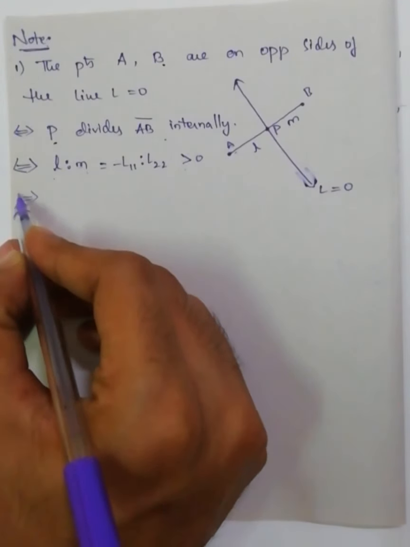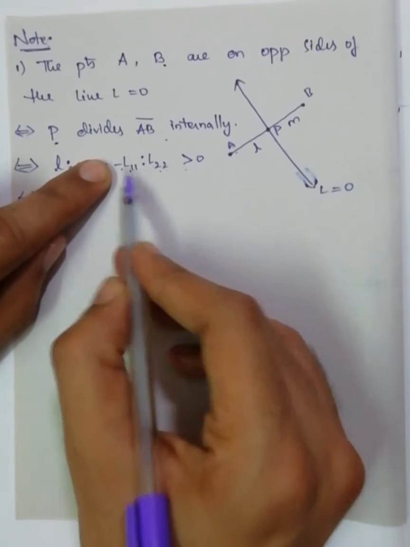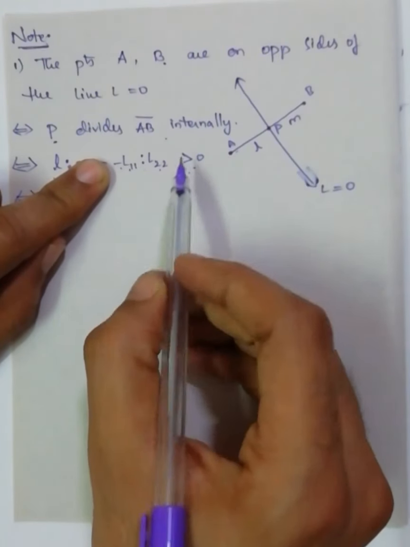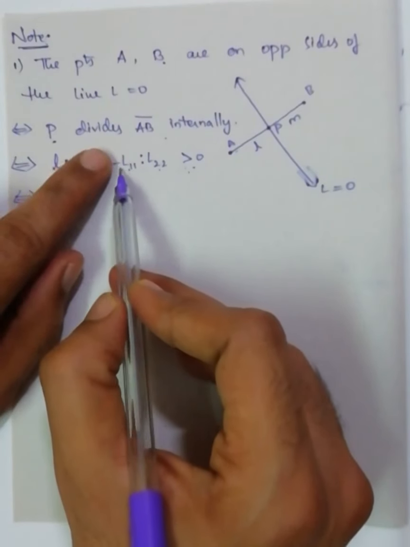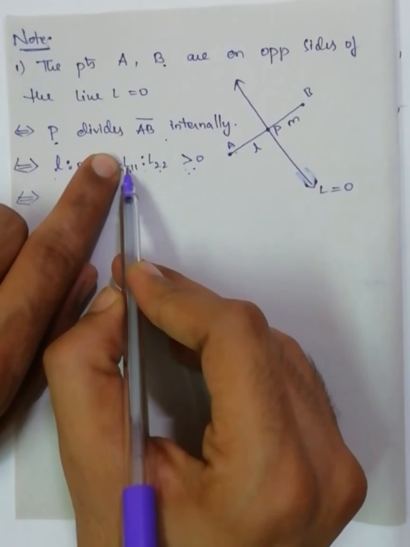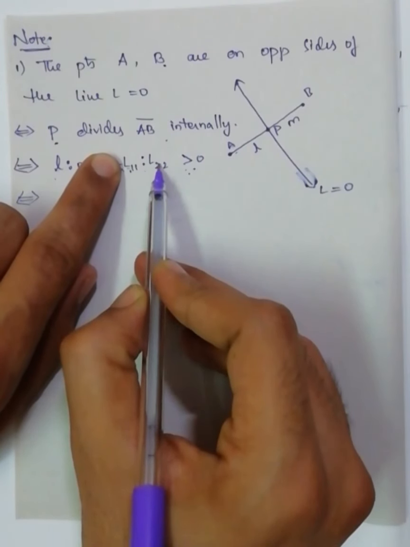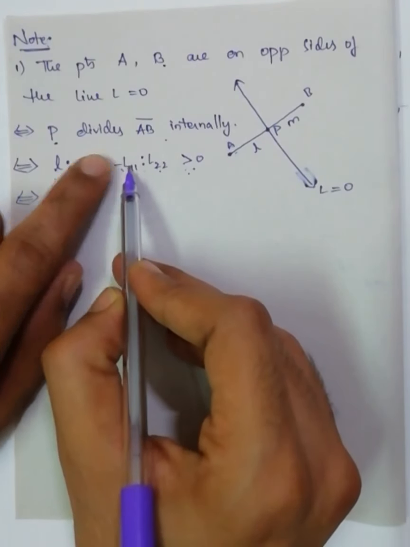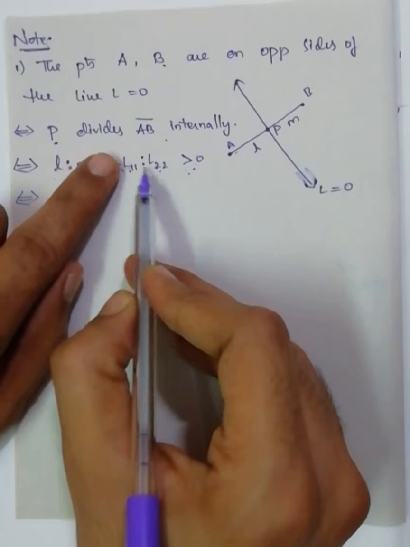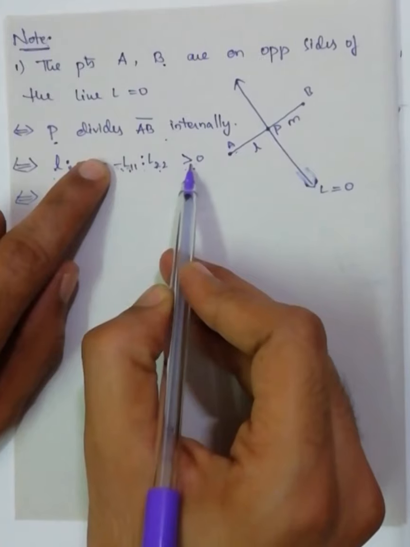If and only if minus L11 is to L22, this one should be positive, greater than 0. The whole ratio should be greater than 0. Means if I take L11 instead of minus L11, then the signs of L11 and L22 should be opposite. If this is positive, then this should be negative. If this is negative, this should be positive. Since positive into negative is negative, negative by negative will give positive.